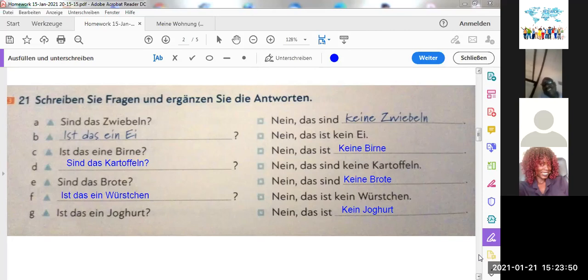Very good. You see, singular Brot, yeah? The article, yes. Das is neutral. But why are we putting keine here? Because it's plural, isn't it? Brote. Yes, Brote. Wunderbar. F, sir?